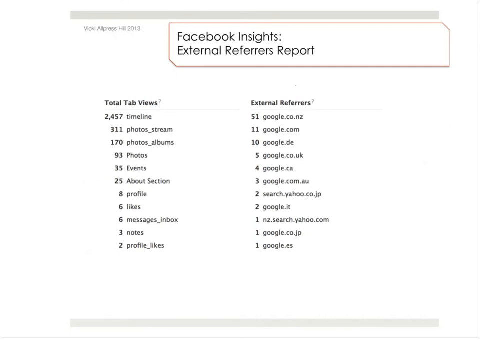So obviously if you look into any of your social channel insights, you get to see external referrers. And in this instance, the external referrers are all search on this particular Facebook page over this particular time period. If you're really trying to be integrated, what you want to see is more people coming to your Facebook page from your other online channels.